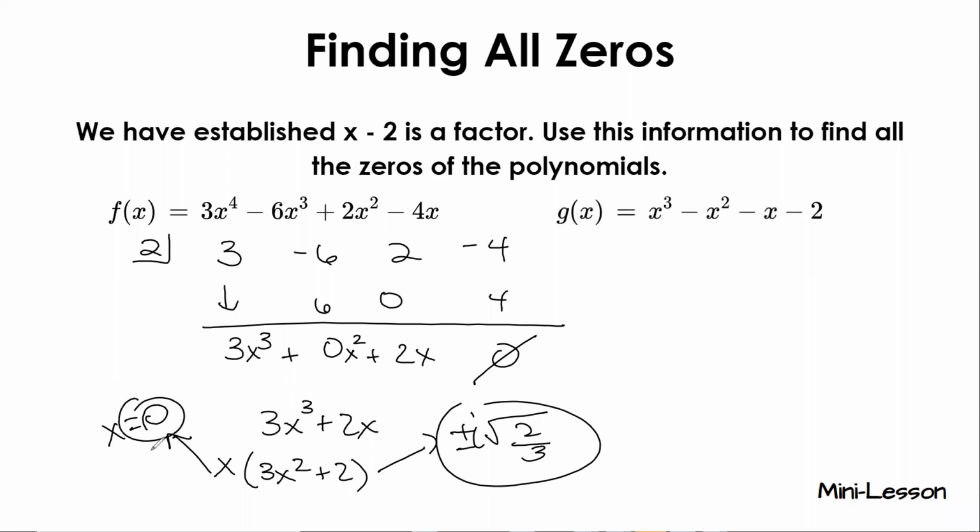How many zeros do we have in total? We have 4, because we divided by this 2 up at the top, right? So we have 4 zeros.